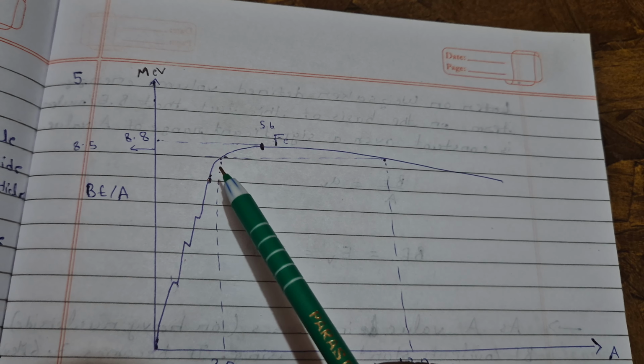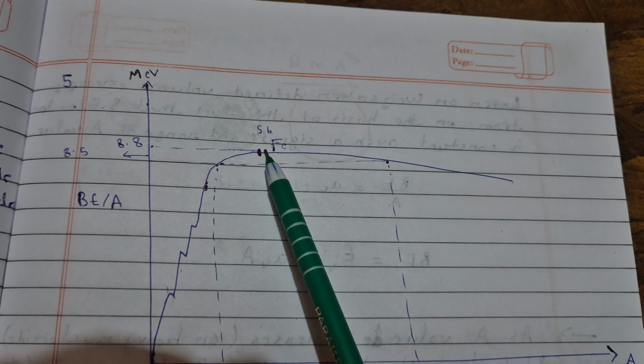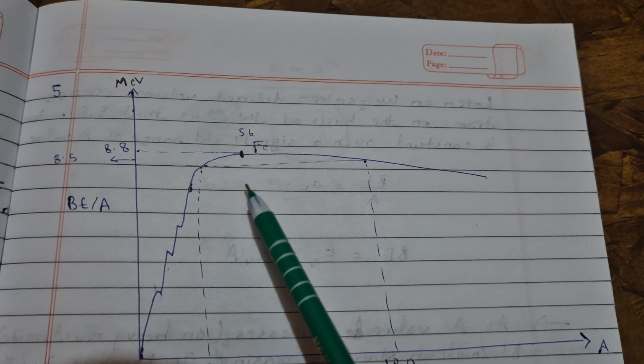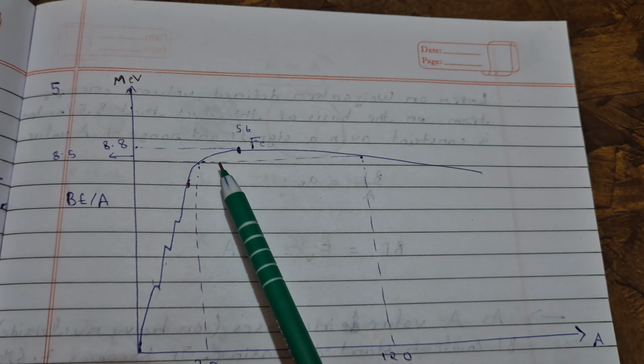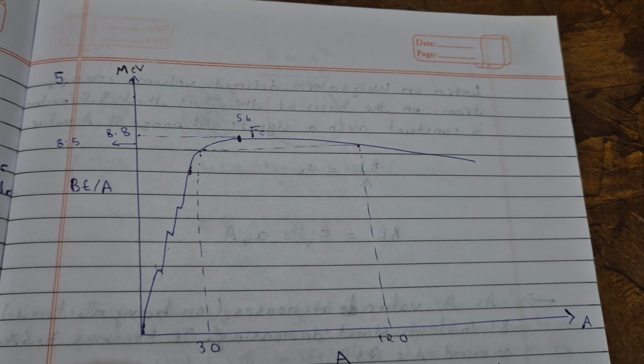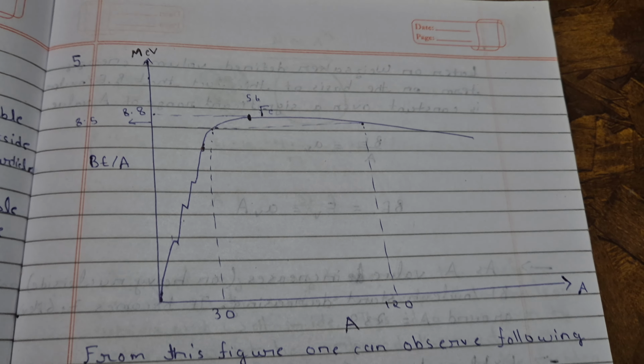Now see, the maximum binding energy per nucleon will be for Fe, that is 8.8, so that will be the most stable state. Then it will decrease slowly, and you will see that up to this range it remains a little bit constant, at about 8.5. So that's how it is. Now see what observations we can make from this graph.